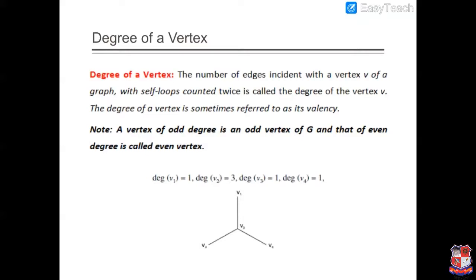the vertex V1 has degree 1, the vertex V2 has degree 3 because there are 3 edges incident to V2. The vertex V3 has degree 1 because there is only one edge incident to V3, and the vertex V4 has degree 1.